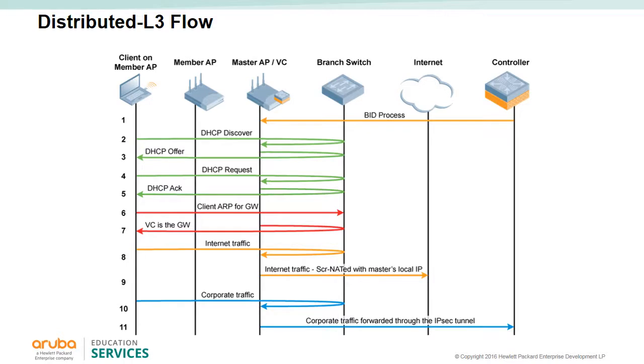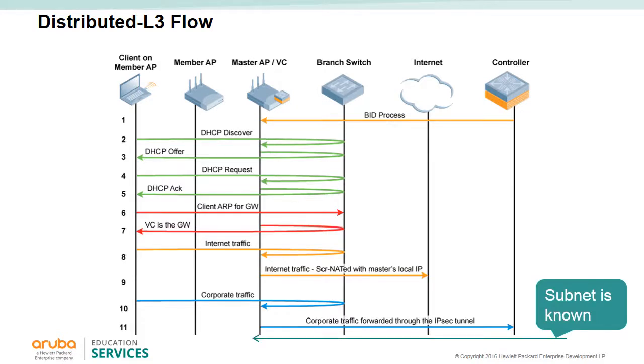Distributed L3 mode. Distributed L3 means your branch is an L3 extension of your corporate subnets and the DG is on the virtual controller. The master IAP VC starts the bid process with the controller coordinating the subnets. A client issues a DHCP request that is forwarded to the VC. The client gets a corporate IP address from the VC. All internet traffic is source NATed to the master VC's local IP address. The corporate traffic is routed down the IPsec tunnel to the controller. Connections can be initiated either from the IAP cluster to the data center or from the data center to the IAP cluster.